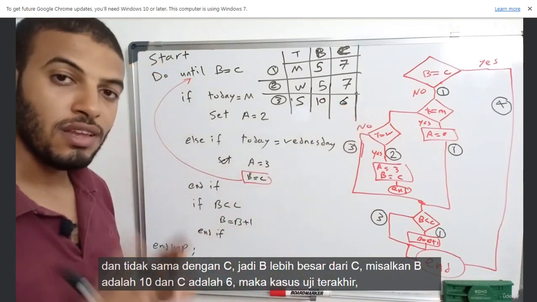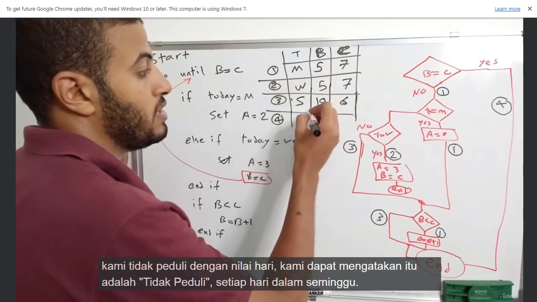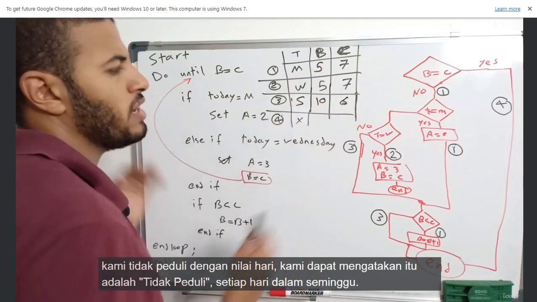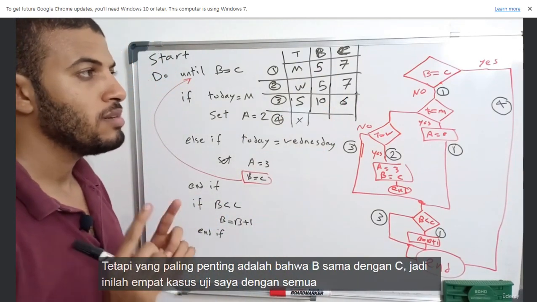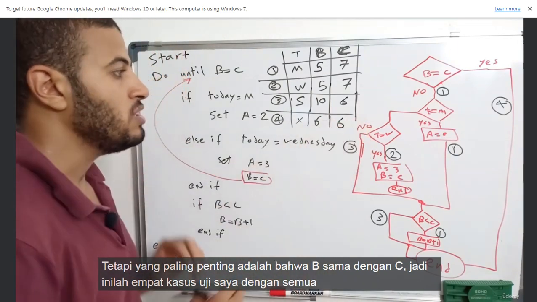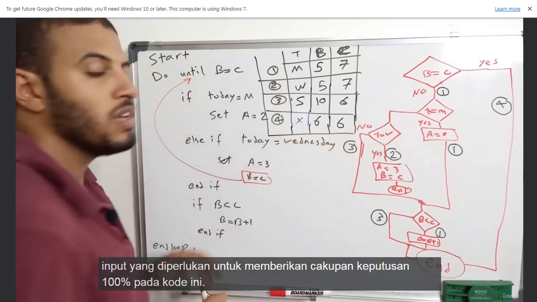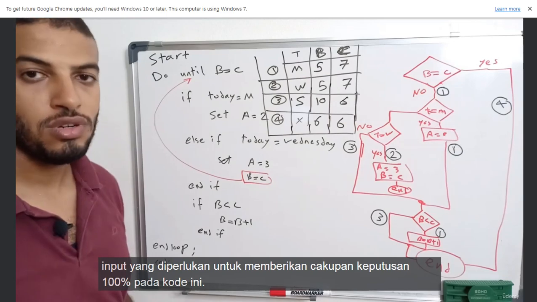Okay, then the last test case, we don't care about the value of the day. We can say it is don't care, any day of the week, but the most important thing is that B equals to C. So here these are my 4 test cases with all the necessary inputs to provide 100% decision coverage on this code.